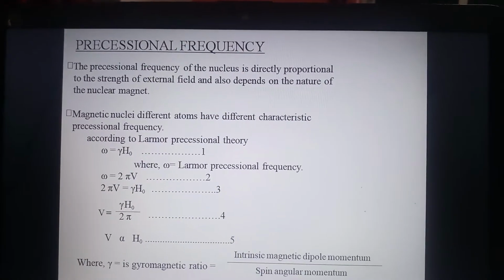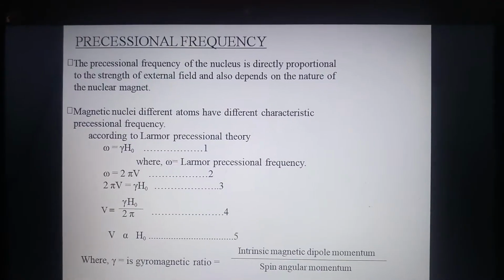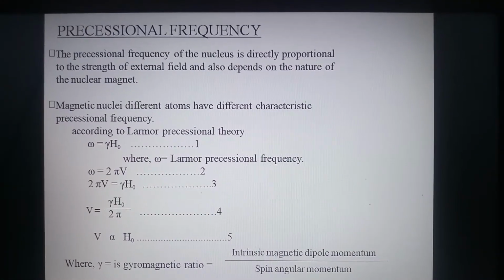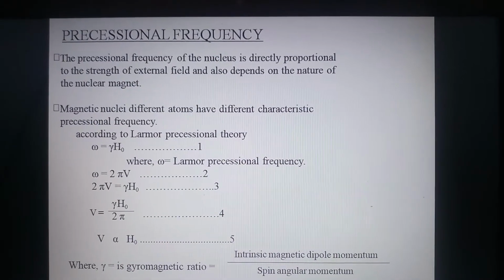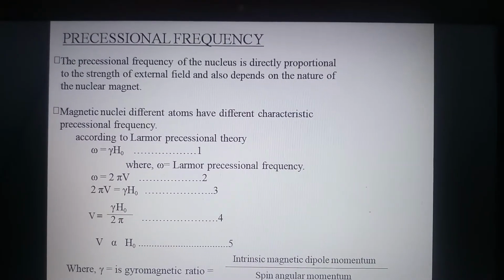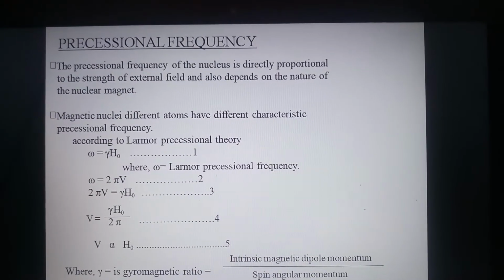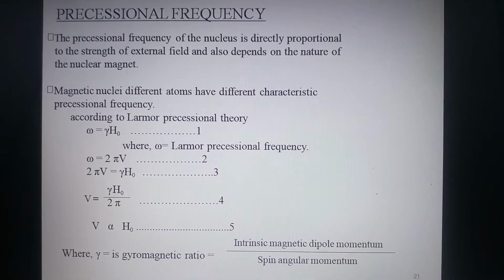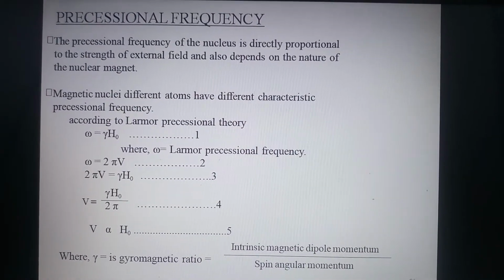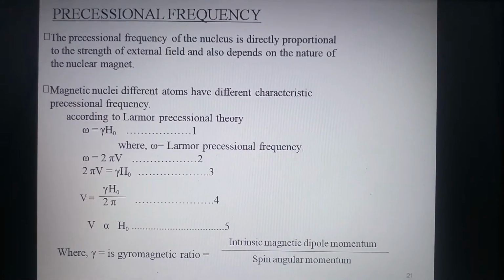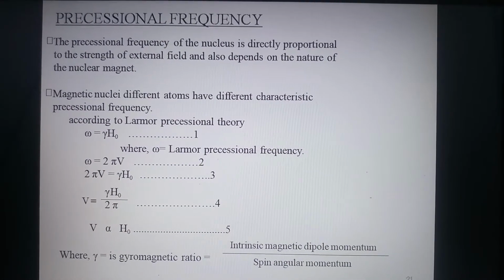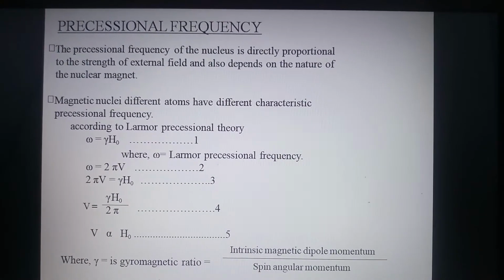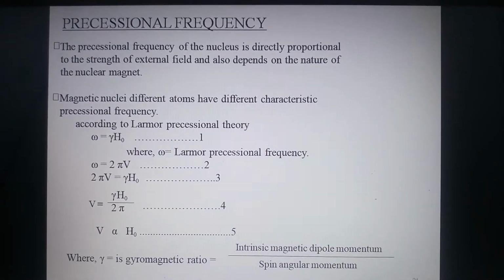Now what is precessional frequency? Some mathematical calculations are over here. The precessional frequency of the nucleus is directly proportional to the strength of the external field. That is, mu varies as H0 and also depends on the nature of the nuclear magnet. Now, magnetic nuclei, different atoms have different characteristic precessional frequency. According to the Larmor precession theory, omega is equal to gamma H0, where omega is the Larmor precessional frequency.